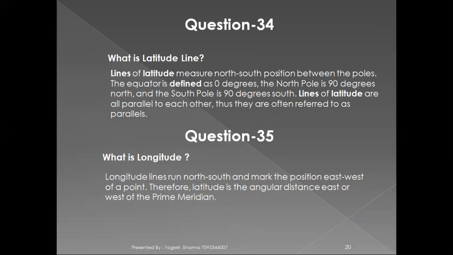Always remember one thing: latitude lines are always parallel. Just because of that reason, we are saying latitude. In some places you can see the other name of latitudes is parallels. What is longitude? Longitude lines run north-south and mark the position east-west of a point. Therefore, longitude is the angular distance east or west of the prime meridian.